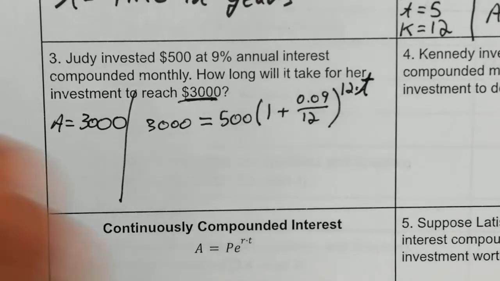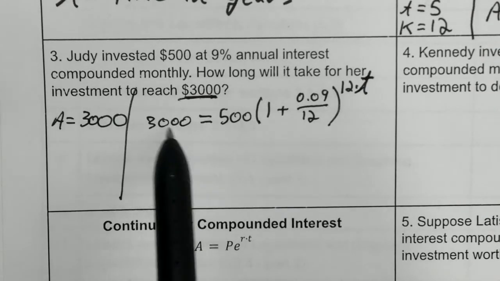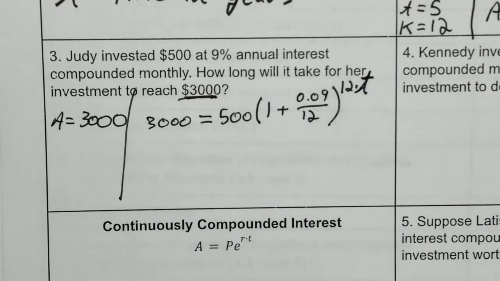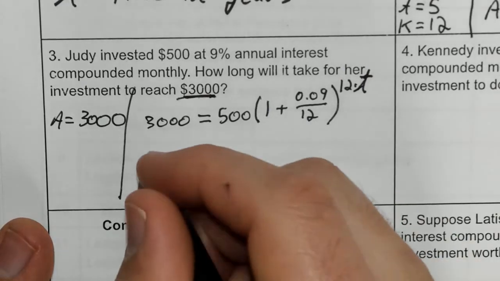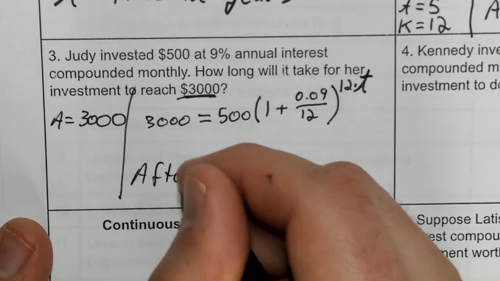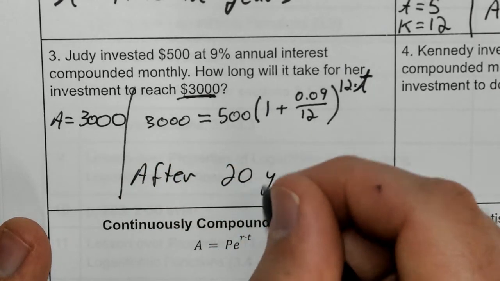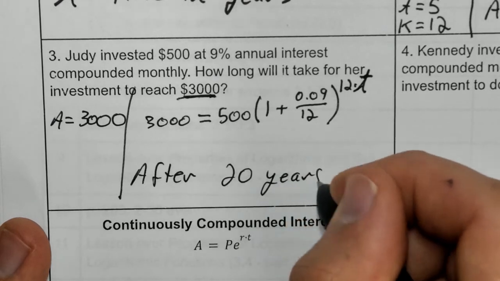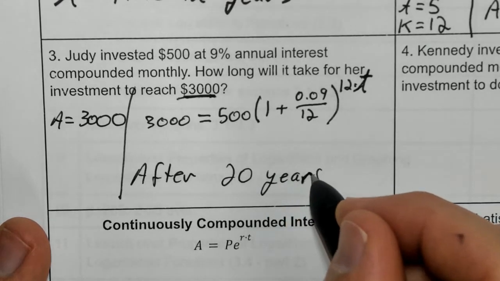So you can probably do this algebraically. I think with what we learned the last couple of days, you could probably solve this algebraically, but the easiest way to solve it is probably to graph the left and graph the right and just see where those lines cross. And so what you find is that it's going to be after 20 years, or around 20 years, or it's approximately 20.